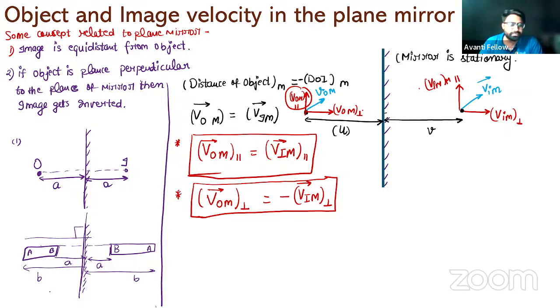Now let's say in the second case, the mirror is also moving. The second case is that the mirror is not stationary, or is not at rest.